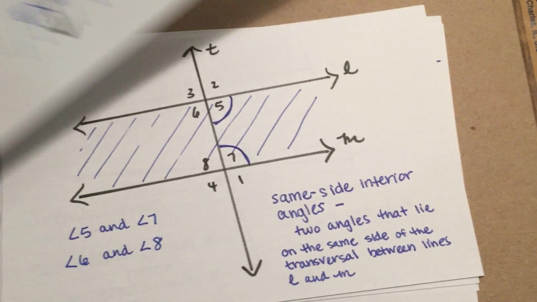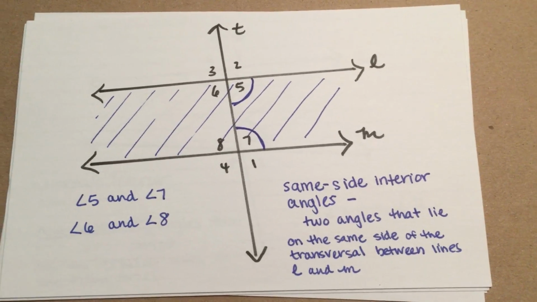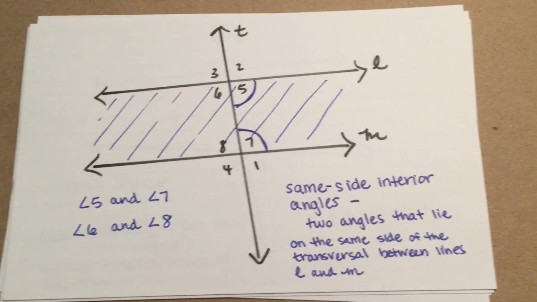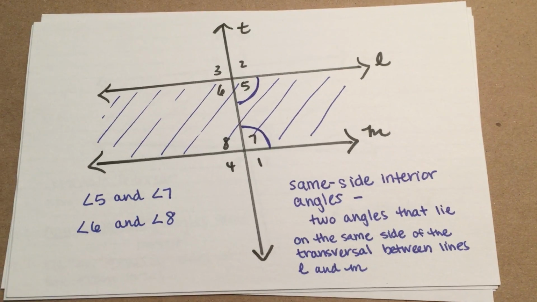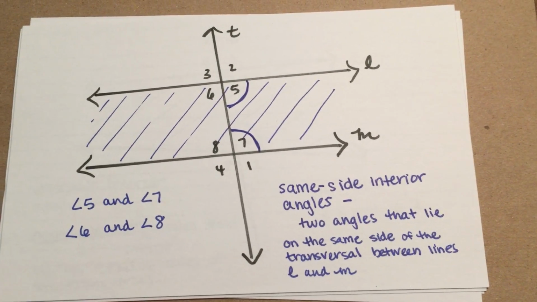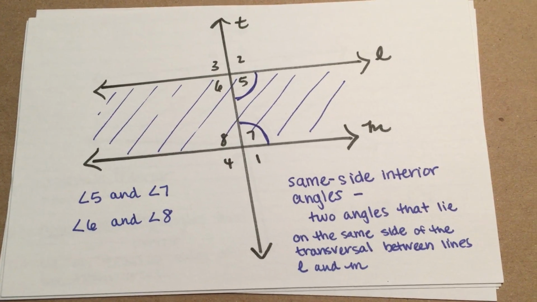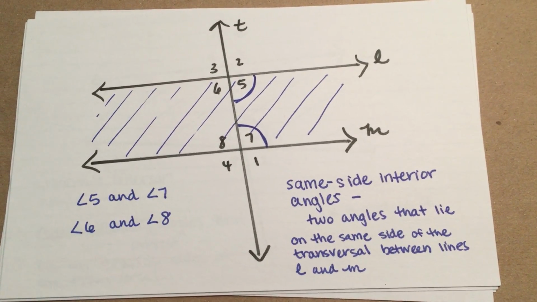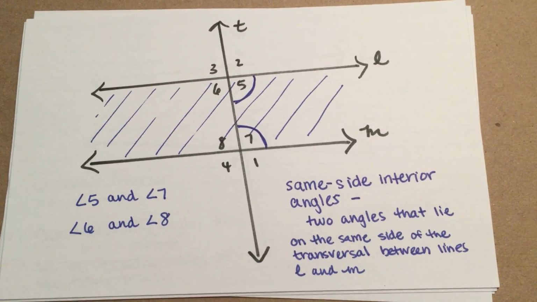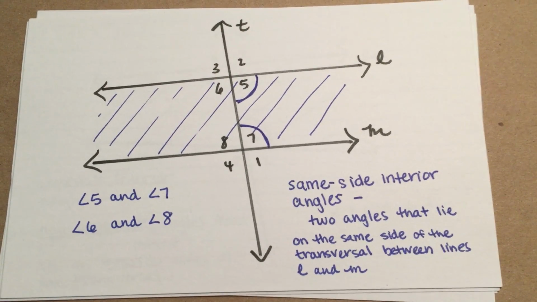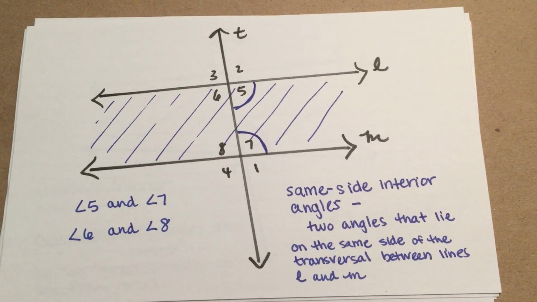Okay, our first angle relationship. Remember, these are relationships. So angles can't be in a relationship with themselves. We have to have 2 angles to have an angle relationship. So our first angle relationship is same side interior angles. So I drew lines to show again where the interior is in this picture. Same side interior angles are 2 angles that lie on the same side of the transversal between L and M.